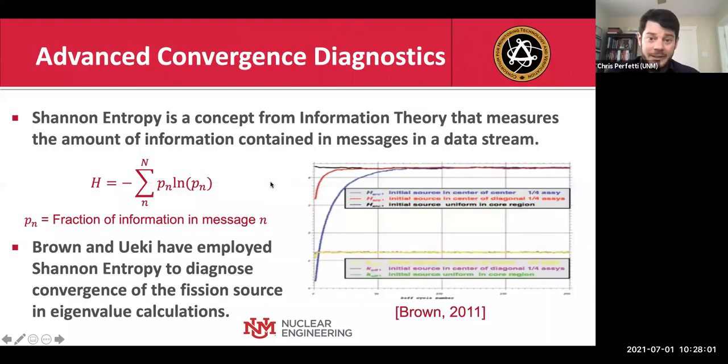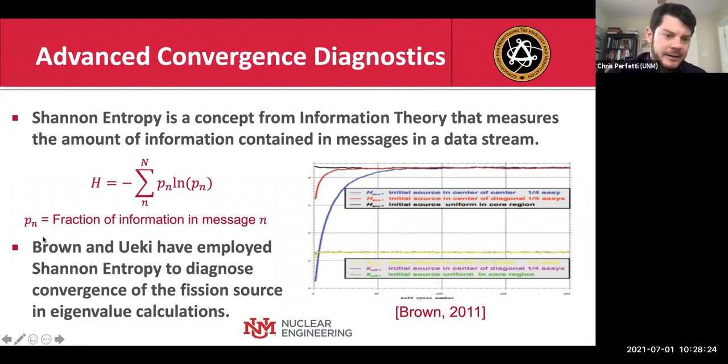So another way of predicting fission source convergence, this is a very good way. It's called Shannon entropy. It's a concept from information theory developed by Claude Shannon during World War II. And basically it looks at how much information is contained in messages. Does one message have a lot of information, or is it spread out amongst several other messages?